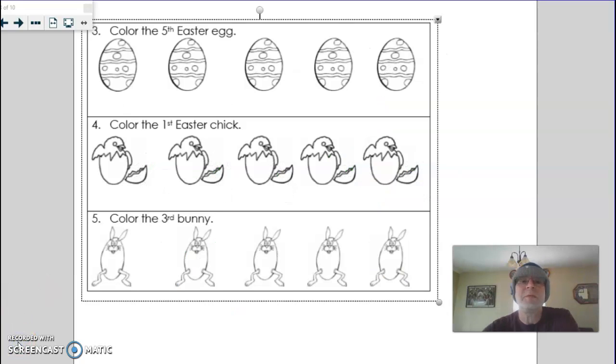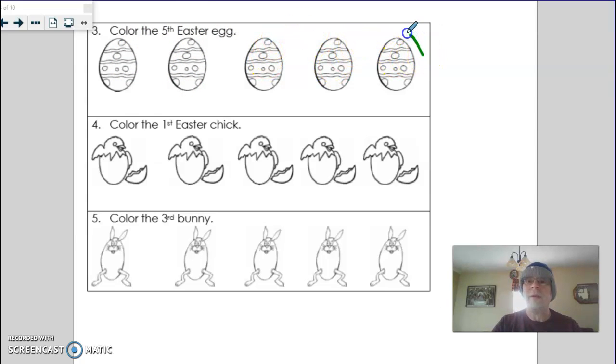All right. You also had this page, right? Color the fifth Easter egg. It's not Easter time, Mr. B. Color the fifth Easter egg. Okay, let's count them over using ordinal numbers. First, second, third, fourth, fifth. There he is. Yay. I'll color him. Oh, Mr. B, that's not very good.